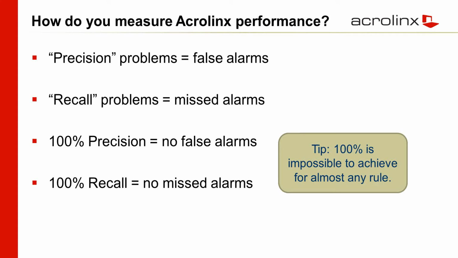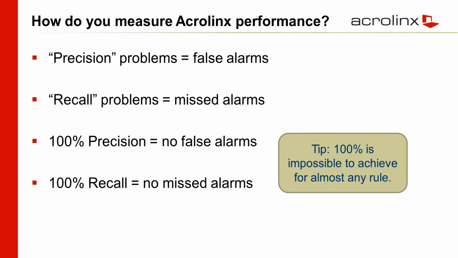So in a situation where you have 100% precision and 100% recall, Acrolinx would be perfect. There would be no false alarms. It would flag everything that needed to be flagged. But in the real world, that doesn't happen. And in fact, something you should be aware of, in our experience, if there's more than 5% false alarms, users get frustrated. So 5% is the magic number.